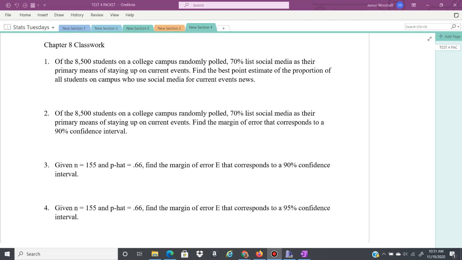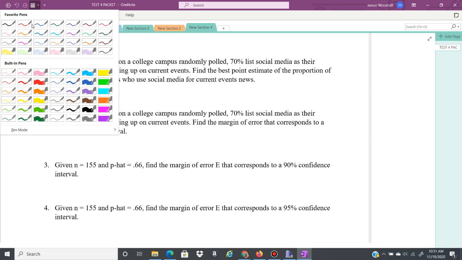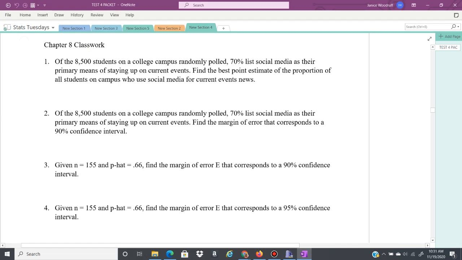We're going to get started with our classwork for Chapter 8. So we're looking at confidence intervals here. Let's see. We have our first problem here. Of the 8,500 students on a college campus randomly polled, 70% list social media as their primary means of staying up on current events. Find the best point estimate of the proportion of all students who use social media for current events news.